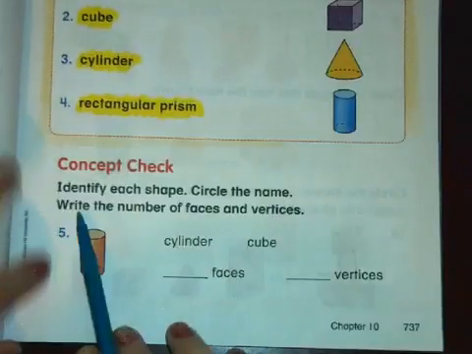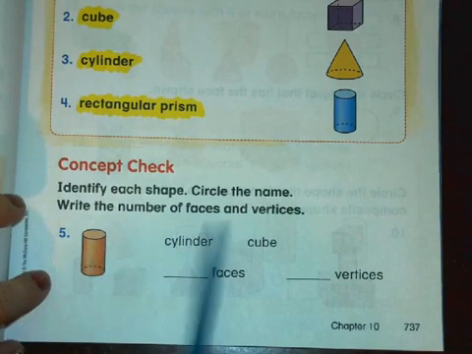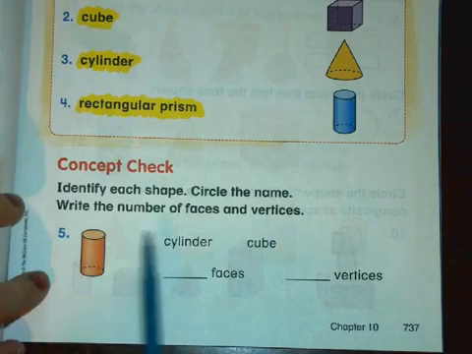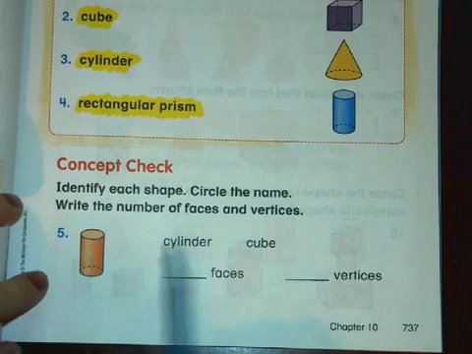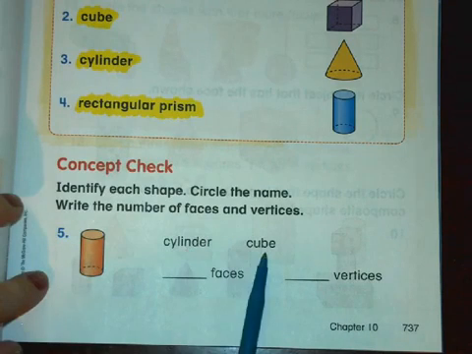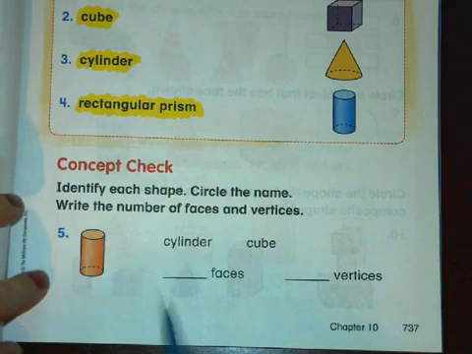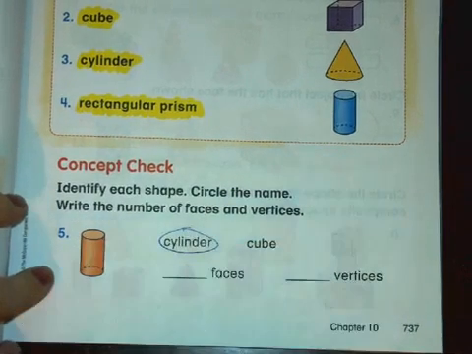Concept check. Identify each shape. Circle the name. Write the number of faces and vertices. Okay. So is it a cylinder or a cube? It's got to be a cylinder, right? We know it's not a cube.